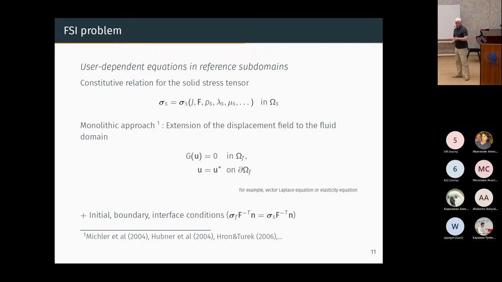I will not dwell on boundary conditions and initial conditions for the system. I just mention here that on the interface between fluid and structure, we impose physical interface conditions, which are just matching of the normal stresses from fluid and from structure.